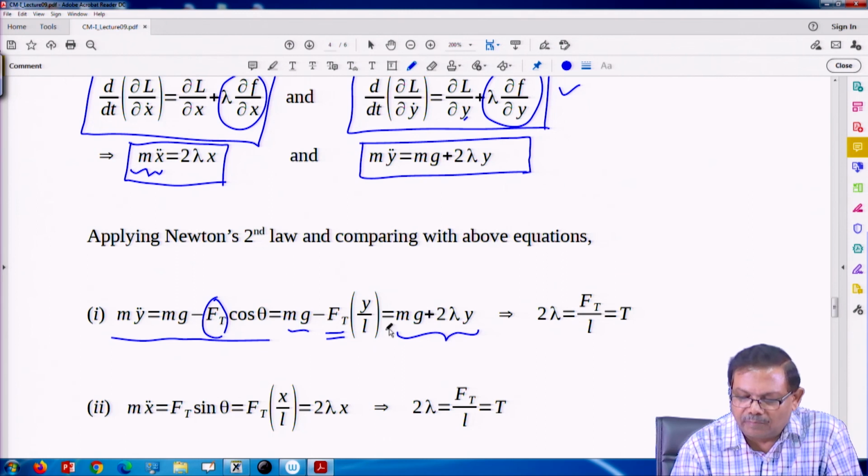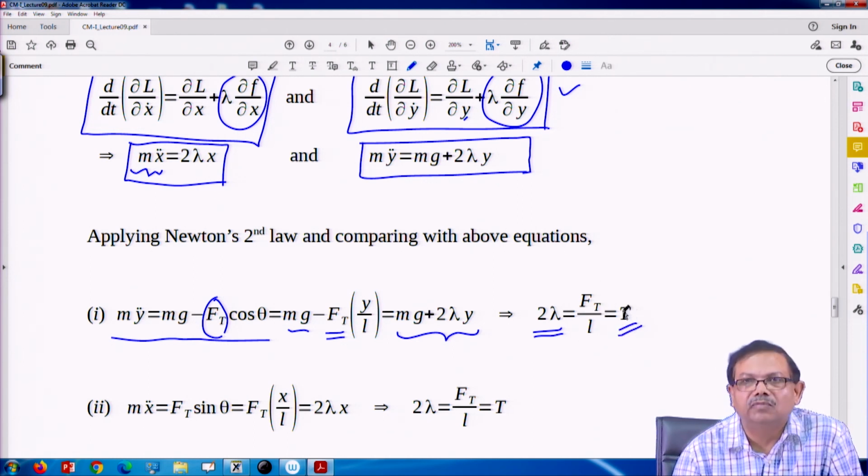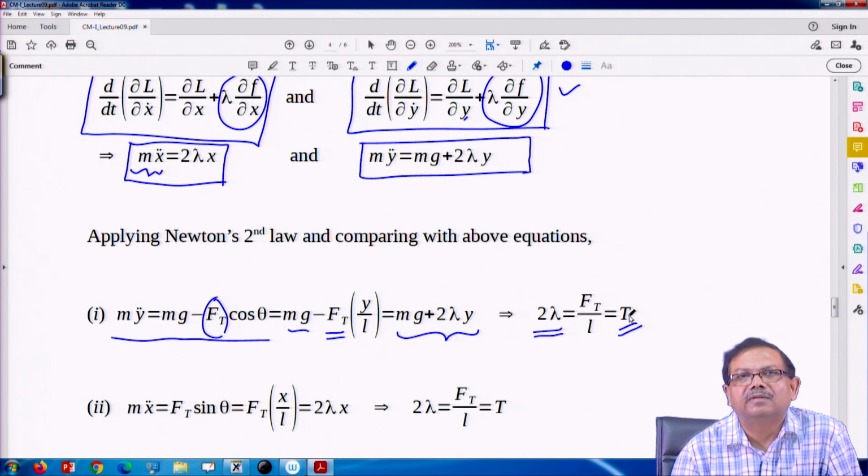Now we compare these two terms. m g is the same, so 2 lambda is equal to F_T by L. So, 2 lambda is F_T by L, which is force per unit length. That is what we generally use for tension, and several times in such problems people write tension as meaning force, but actually it is force per unit length. So, that is what we have found.